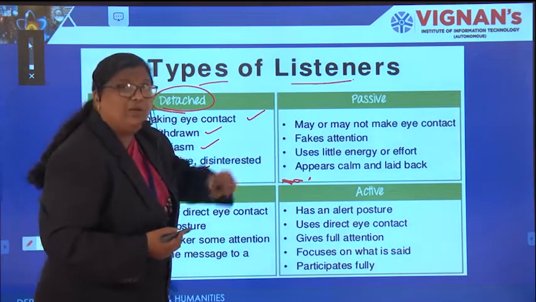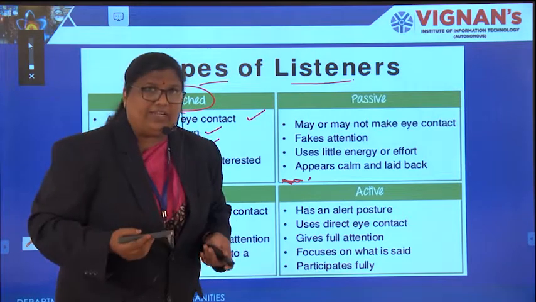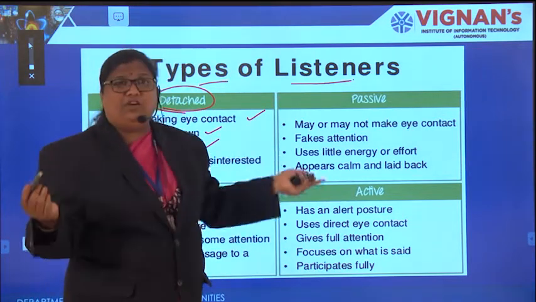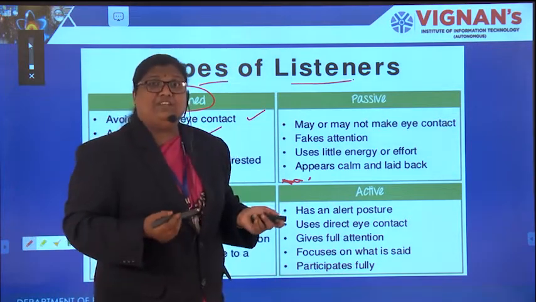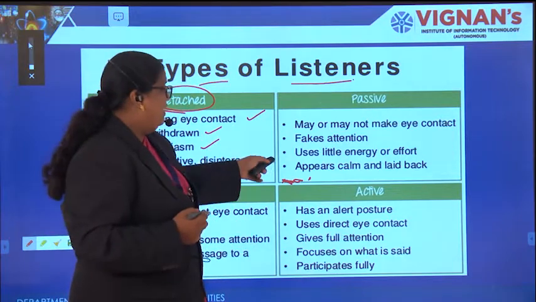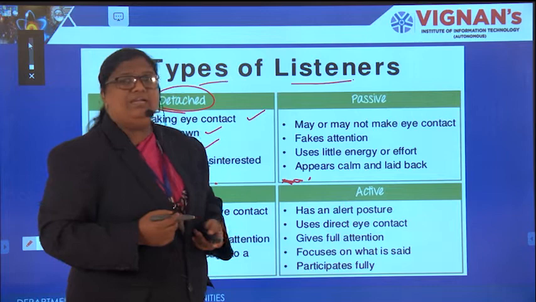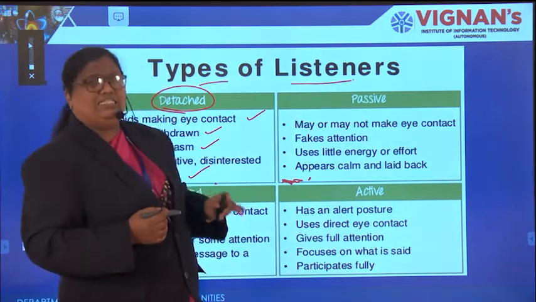And then the next one, passive listeners. They may or may not make eye contact. At times they'll give eye contact, at times they may not, and they pretend as if they are giving attention and use little energy or effort. They appear calm and laid back. So all these are the features of passive listeners.